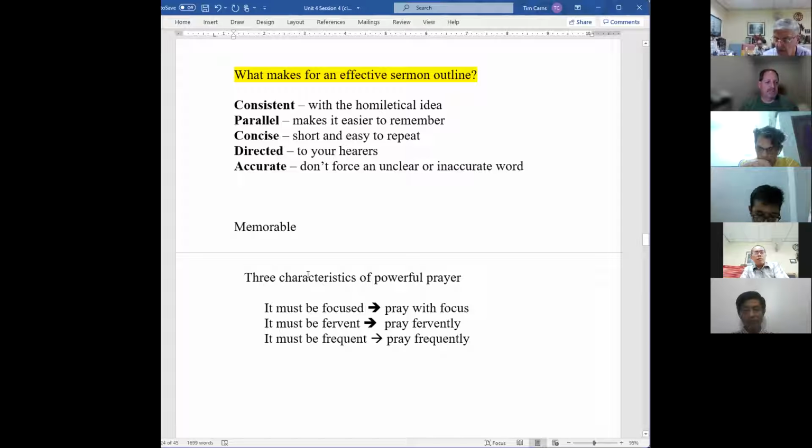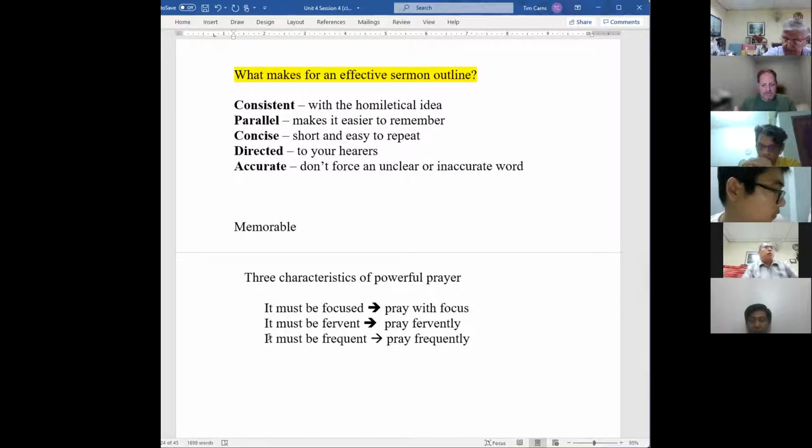Is it concise? Again, try to work towards brevity, which means you've got to think for a while, so that the shorter you make a sentence or a statement, the more you have to think about the words to use so that it's still full of rich meaning.